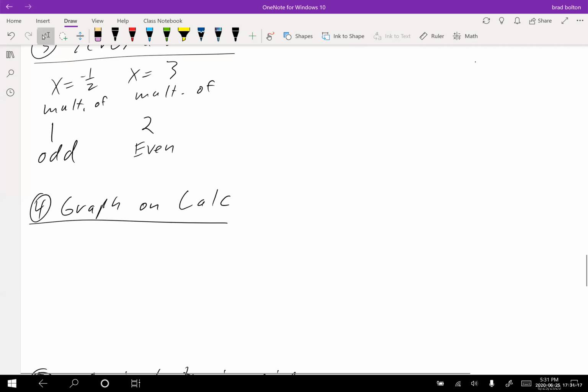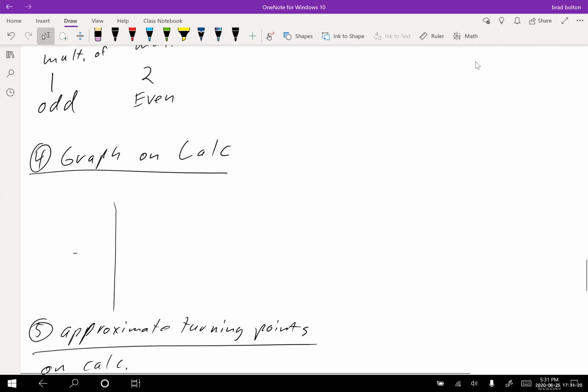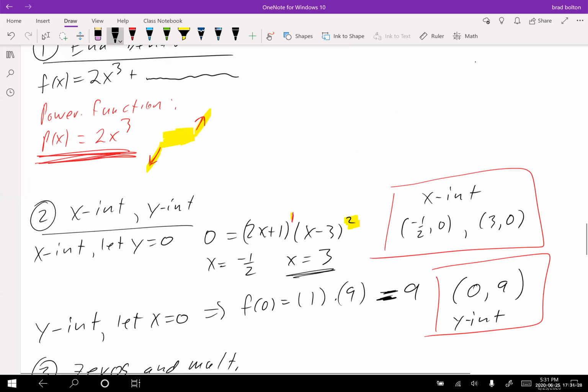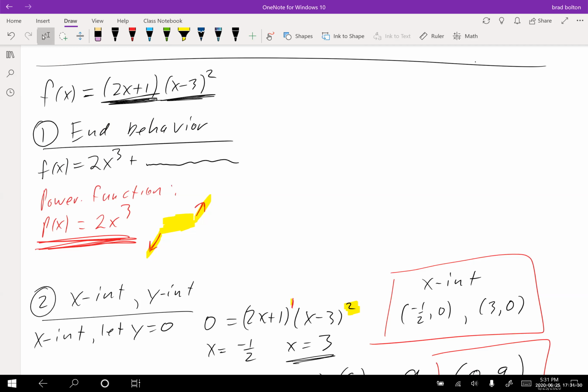Okay. So now I'm going to graph it on my calculator just to kind of get a rough idea of what I'm supposed to be getting into. And we're going to need that to approximate. So let me graph this guy. Parentheses 2x plus 1. And then x minus 3, close parentheses, squared. Okay, so now I'm going to graph this guy.